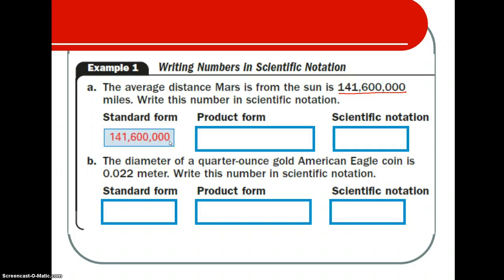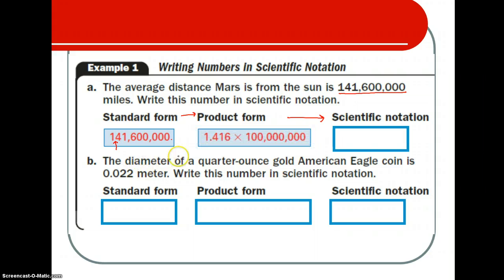Well, here's standard form. It's the way that you normally would write it. You could go through product form to get to scientific notation. However, I like to just skip product form sometimes. Otherwise, here's how you write product form. You change this number so that the decimal, which is actually at the end, is between 1 and 10. So I would put the decimal right between the 1 and the 4. So it's 1.416. And the place value is 100 million.